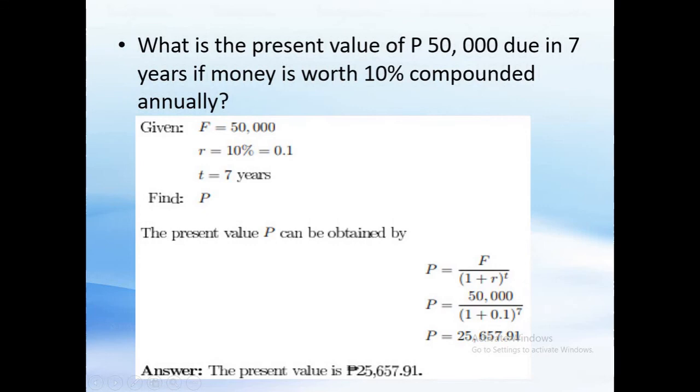The present value P, or the principal, can be obtained by P is equal to F over 1 plus R to the power of T. So that is equal to 50,000 over 1 plus 0.1 to the power of 7. So the P, or the principal, is 25,657 and 91 centavos. So the present value is 25,657 pesos and 91 centavos.